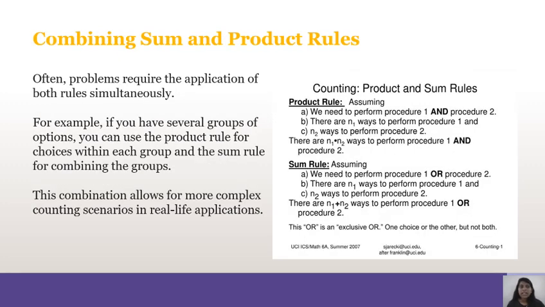Now let us see the next topic, combining the sum and the product rules. Often problems require the application of both rules simultaneously. For example, if you have several groups of options, you can use the product rule for choices within each group and the sum rule for combining the groups. This combination allows for more complex counting scenarios in real life applications. Assume, as we discussed at the start of the topic.